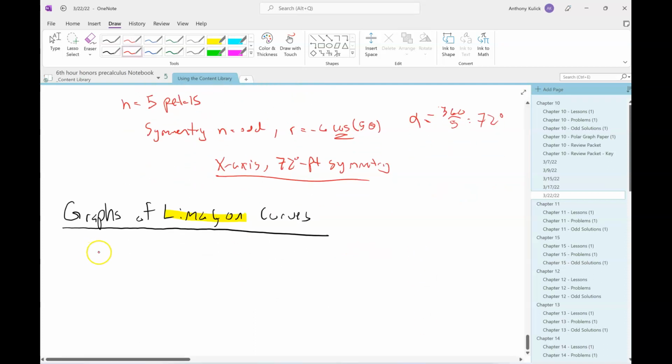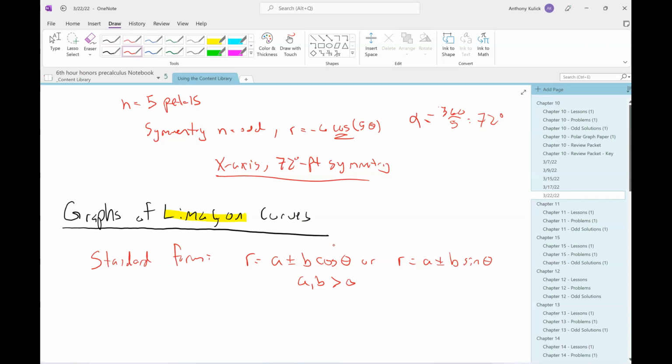So the standard form for a limaçon curve is r equals a plus b cosine theta, or r equals a plus or minus b sine theta. But those a's and b's are both positive. So if there's a subtraction symbol attached to that b, that's part of the formula, not part of the value for b. Everybody's okay with that?